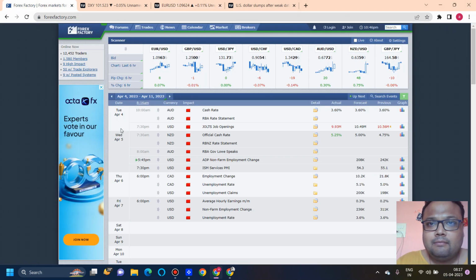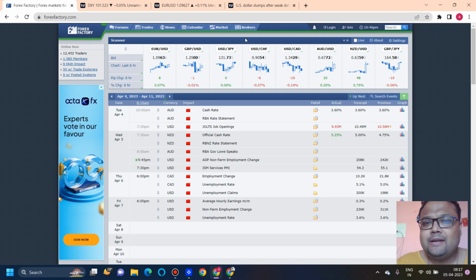And if we look at the economic calendar on forexfactory.com, you can see that today we have ADP non-farm employment change and ISM services PMI. So yes, you need to be careful again, because the market is about to show some volatility during the US session.